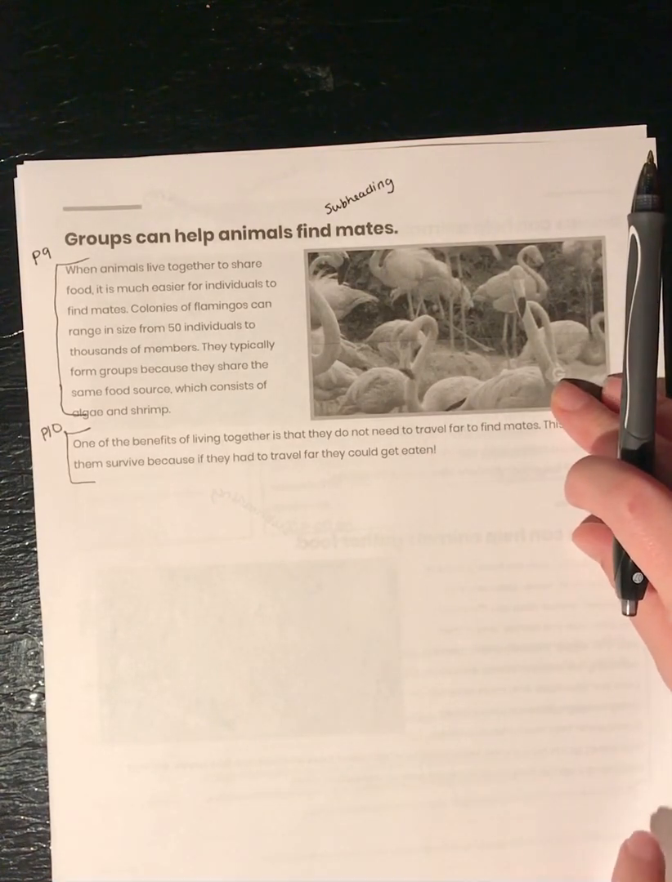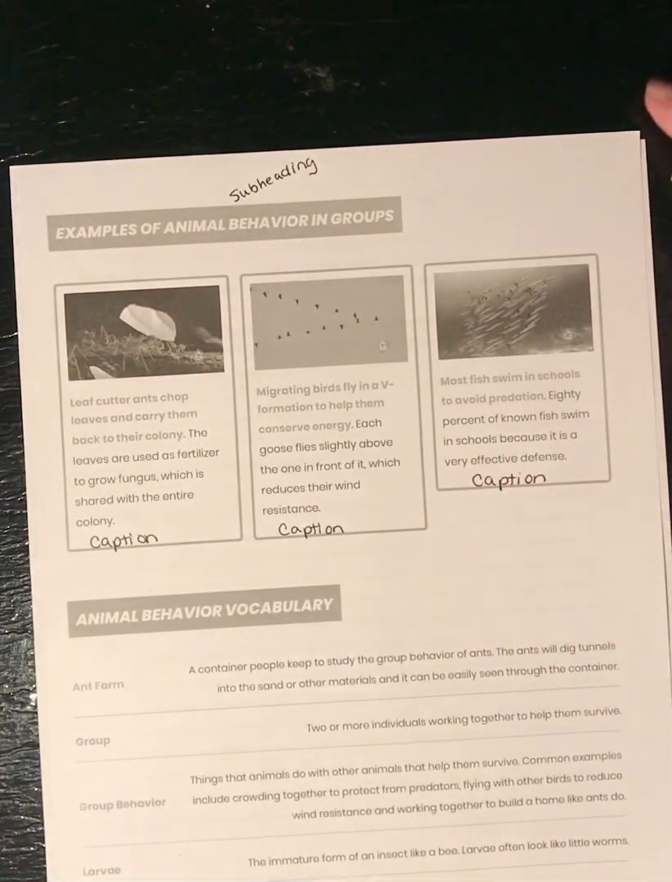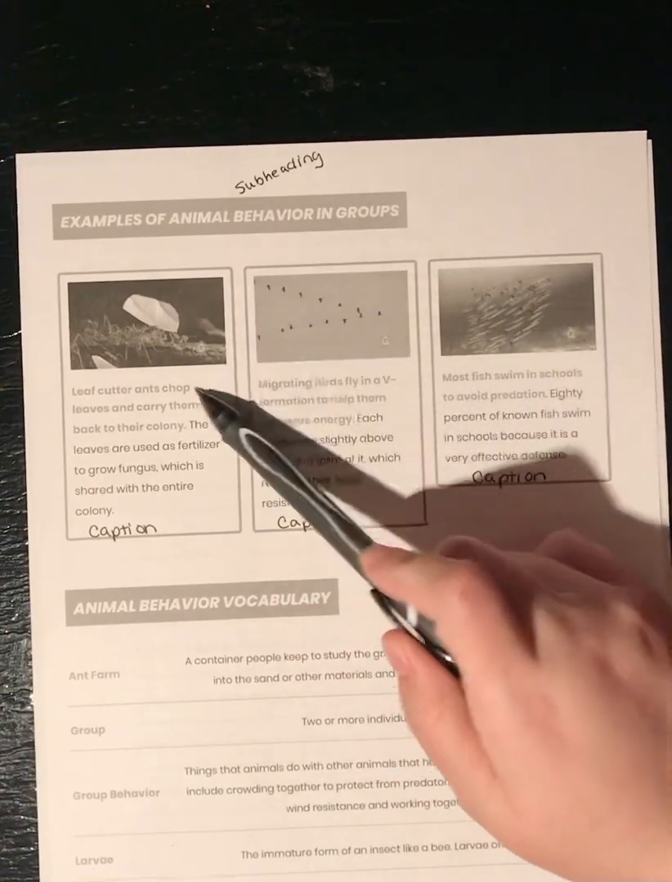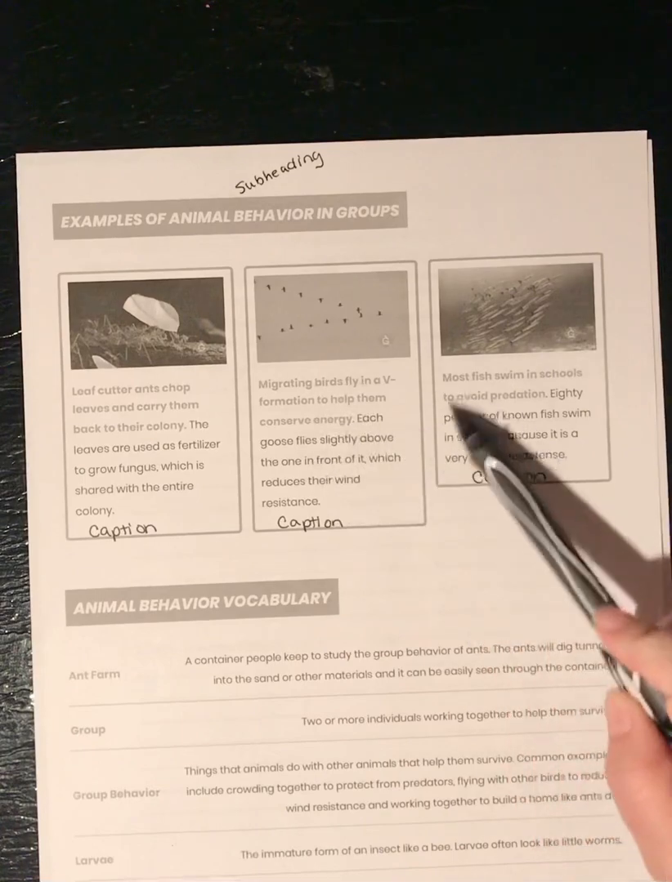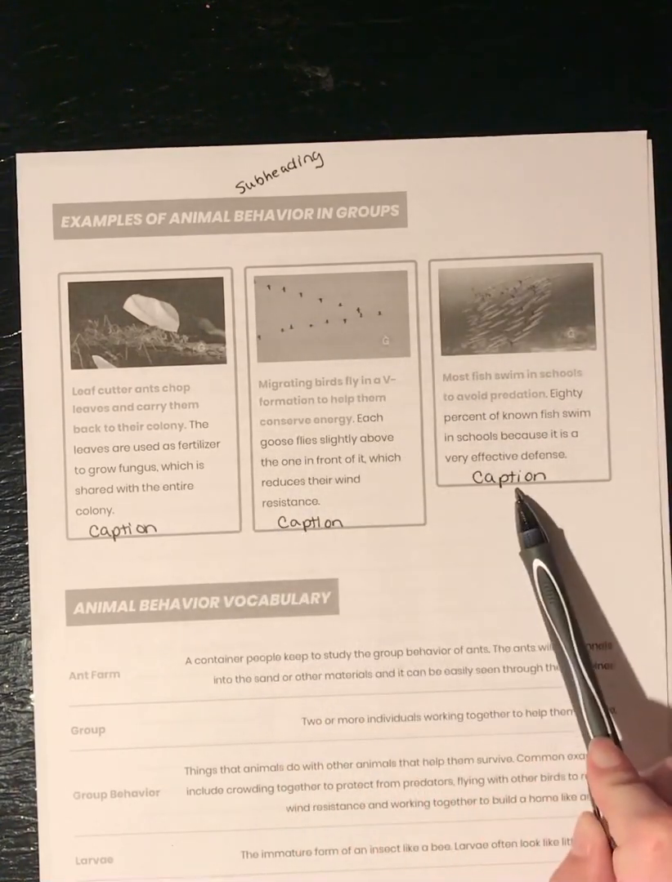And then we have on our next page examples of animal behavior in groups. So then we've got 1, 2, 3 pictures with little captions underneath them that describe what's happening in the picture. So this is why Miss Soker wrote captions.